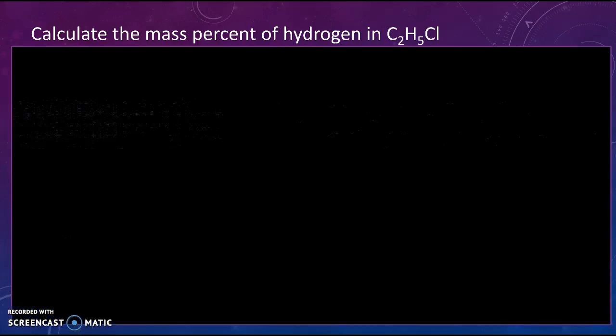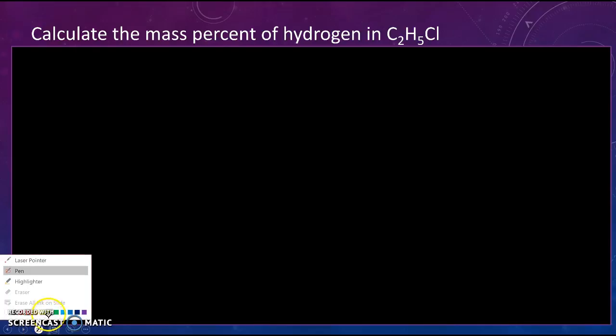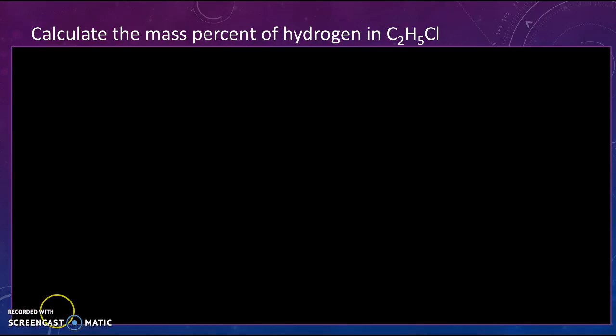So the first question that we're going to deal with is kind of a classic. You're given the formula of the compound and you're asked for the mass percent of a certain element in that compound. So in this case we have C2H5Cl. And the way I do this, and it differs from person to person, there's at least two ways that I know of that you can work this. You can assume a certain mass of compound and then solve that, or what I do is I assume that there's 1 mole of the compound.